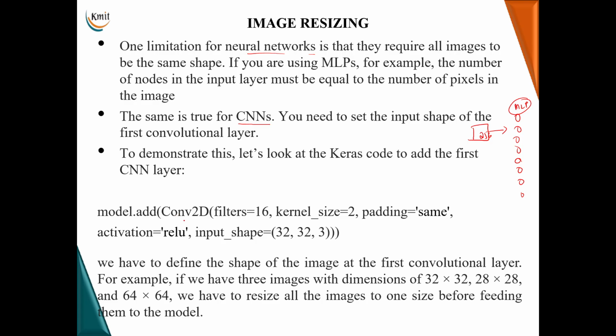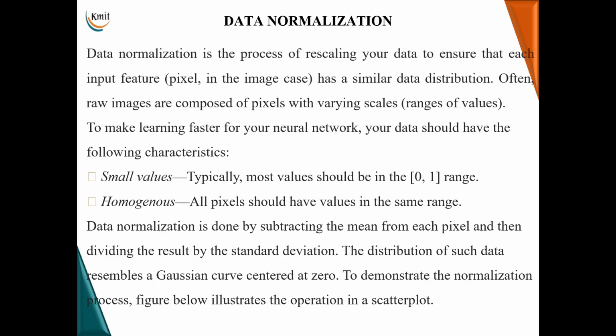This is the way we call it in Keras: Conv2D, added into the model with this many filters, this is the size, padding same, activation function, and input shape 32 by 32 by 3. For example, if you are using 3 images and these 3 images are of different dimensions, then you need to resize them and make all the dimensions the same, and only then feed this data as input to the model. This is called image resizing.